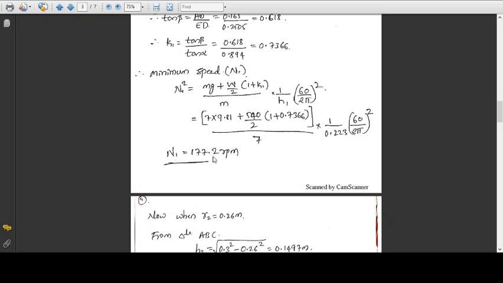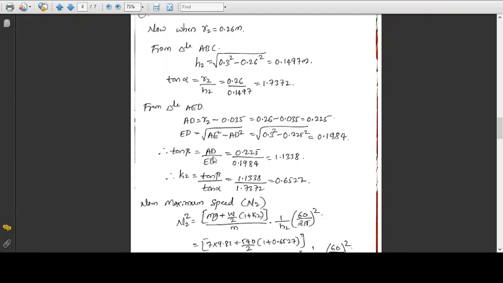177.2 rpm. Now to calculate the maximum speed, that is N2, let us consider R2 as 0.26 meter. Again from the same triangle, the equation for H2 will be square root of 0.3 square minus 0.26 square. Again you have to use the Pythagoras theorem to get the value of H2, which will be 0.1497 meter. Similarly, tan alpha will be R2 by H2, and after substitution you will get it as 1.7372.